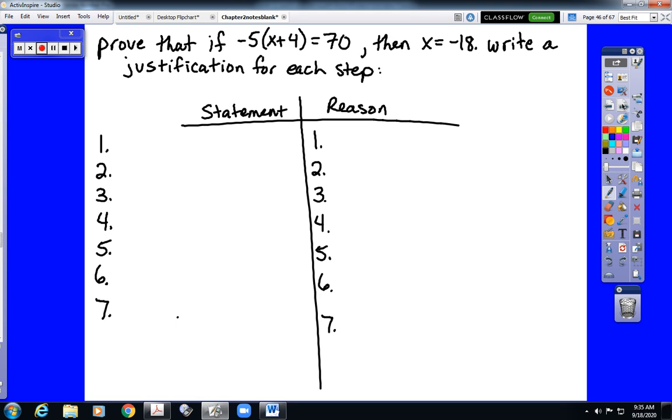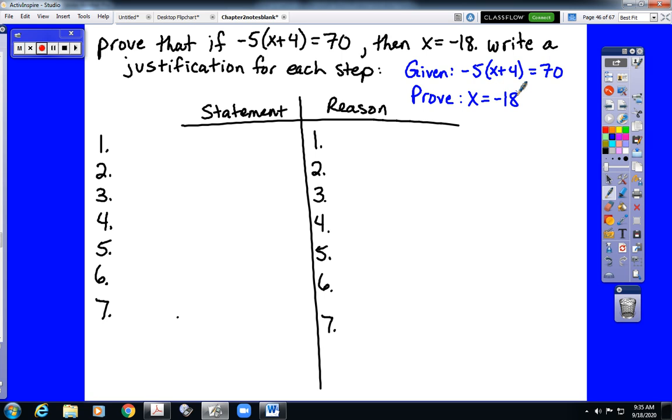So here is an algebraic proof. We are told to prove that if -5 times the quantity x plus 4 equals 70, then x is equal to -18. And notice it says we have to write a justification for each step. So in other words, we are being given that this is a true statement. -5 times the quantity x plus 4 equals 70. We are being asked to prove that x is equal to -18. So we're going to write out a formal geometric proof of this algebraic statement. It's called an algebraic proof.